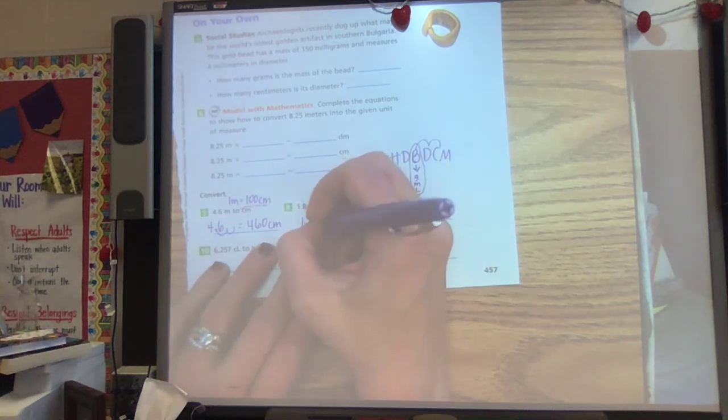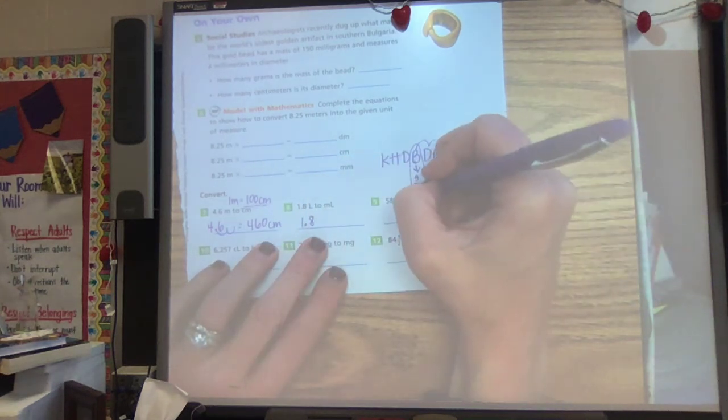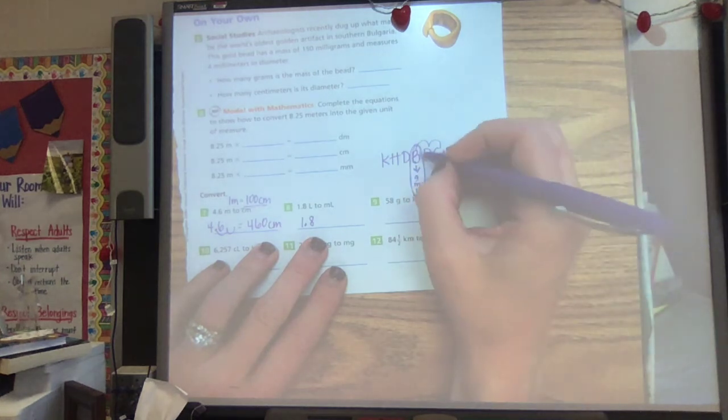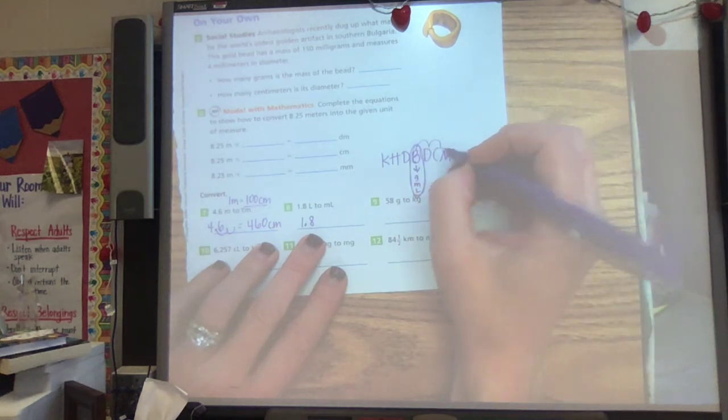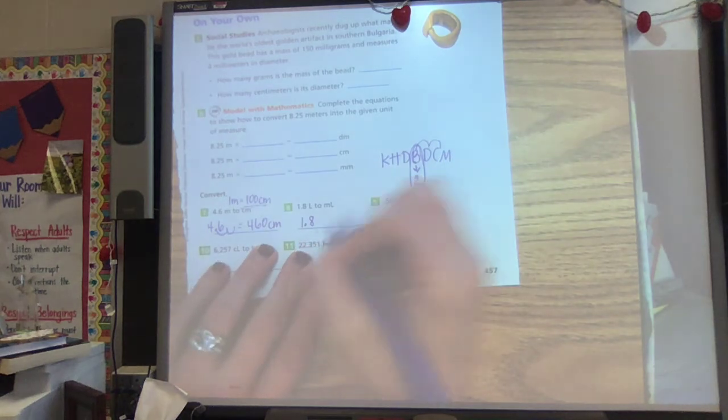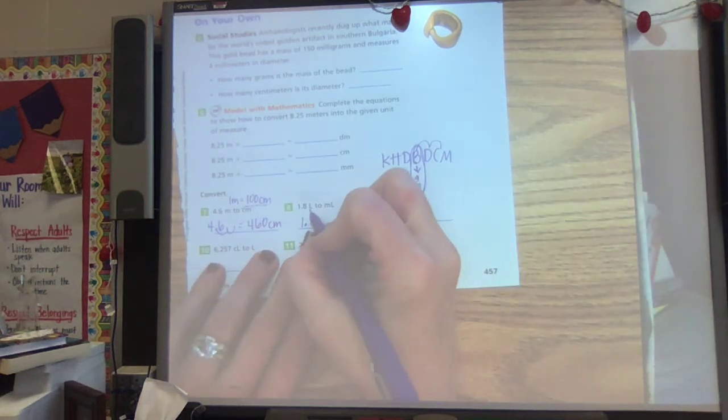1.8 liters. And we're changing to milliliters. Again, liters are at our base. We're making smaller units. We're moving to milliliters. So it's going to take a lot more. We're moving bigger to smaller.